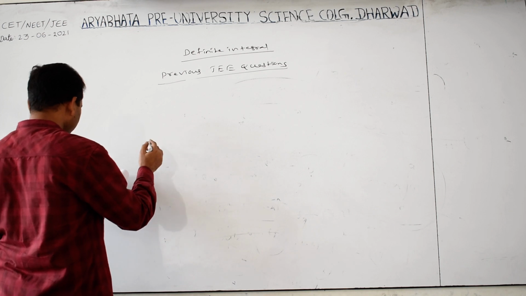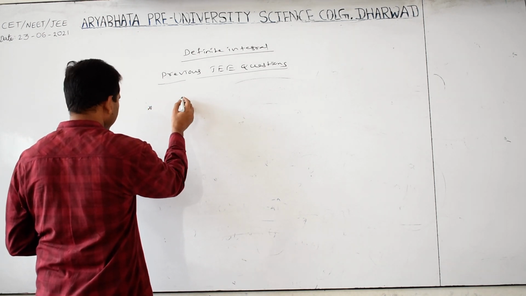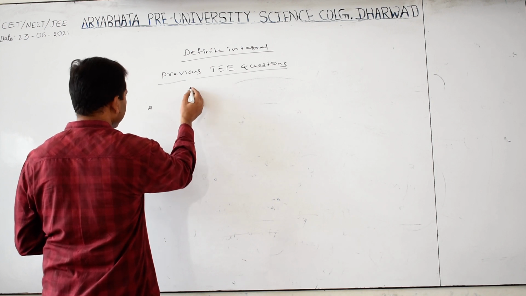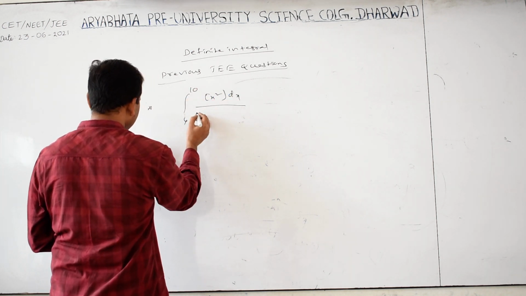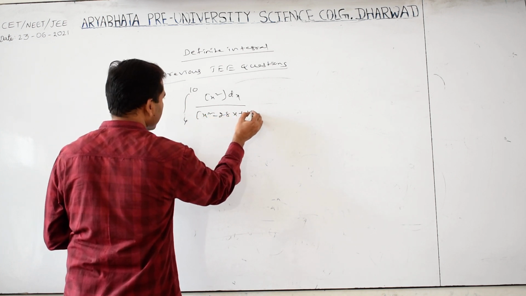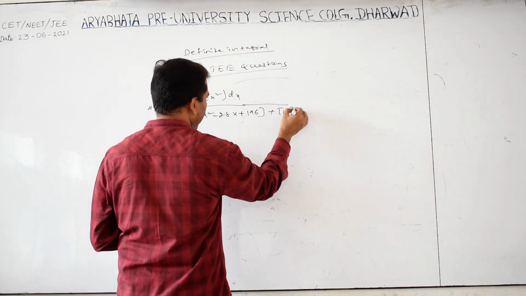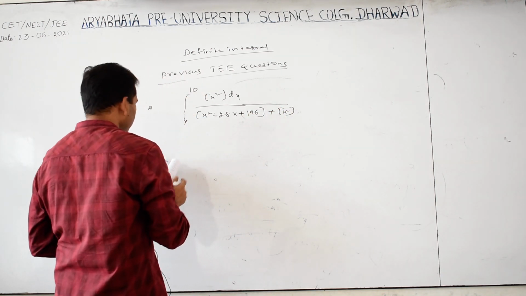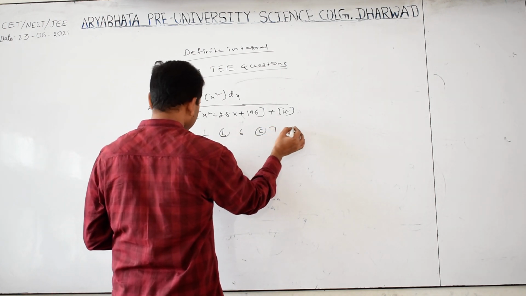Next, a similar model. It was asked next year, same model but a different question. The integral from 4 to 10 of sqrt(x square) dx divided by sqrt(x square minus 28x plus 196) plus sqrt(x square) dx. The options are A 1 by 3, B is 6, C is 7, D is 3.